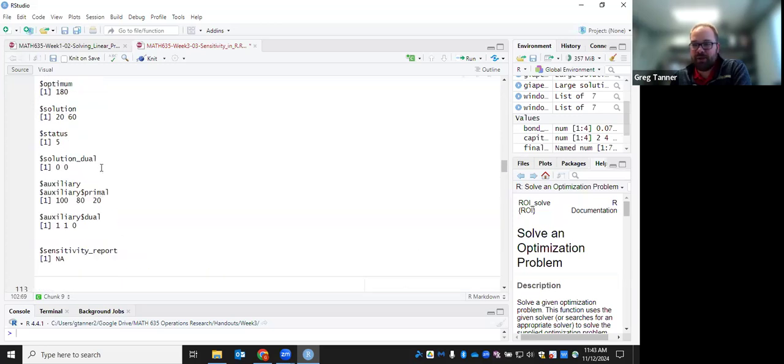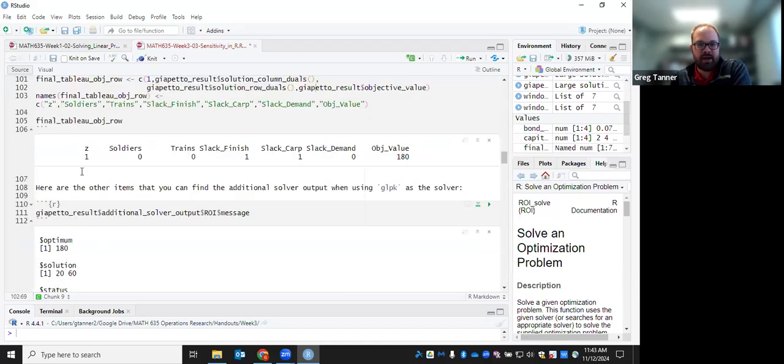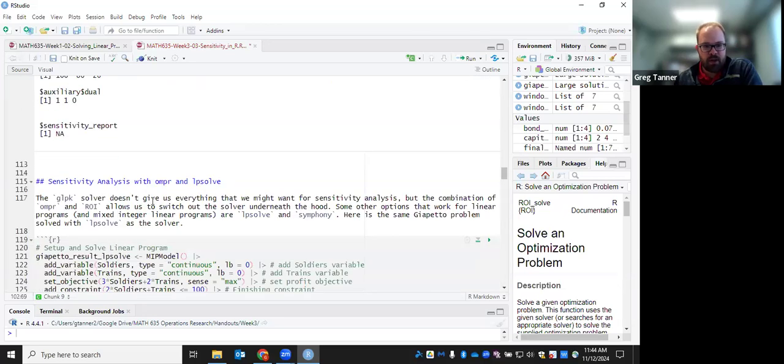Now, that gave us a good amount of stuff. And I will say those are probably the two most useful pieces of information. The dual variables are probably the number one most useful piece of information. The reduced costs, especially if you have non-basic variables, are useful information. But some other linear programming solvers give us more information, especially the limits on right-hand sides or objective values that would keep the current basis feasible and optimal. And that's why we're going to turn to using ompr with lpsolve.